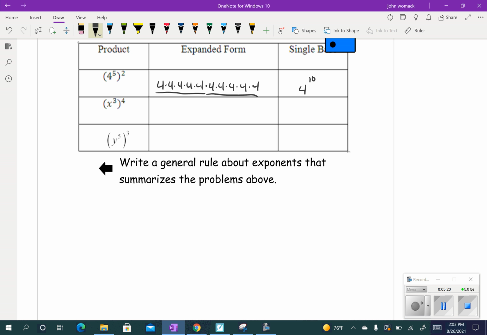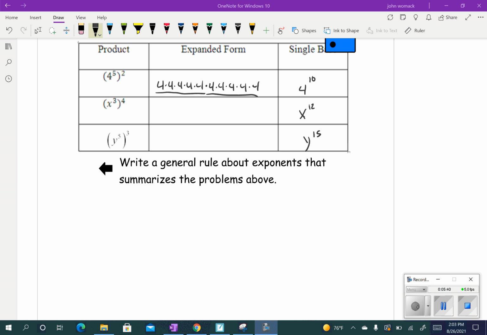Do the same thing with those next two rows. So pause the video, do the same thing with the next two rows. Okay, you should have ended up with this. I'm not going to write it out in expanded form, but x cubed to the 4th ends up being x to the 12th. And y to the 5th cubed ends up being y to the 15th.